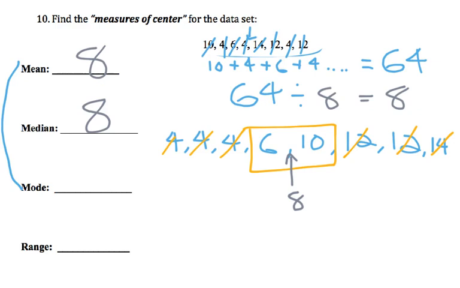The mode is always whatever number shows up the most. And if I look here, I see that we have a 4, a 4, and a 4. No other number shows up 3 times, so 4 is the mode.